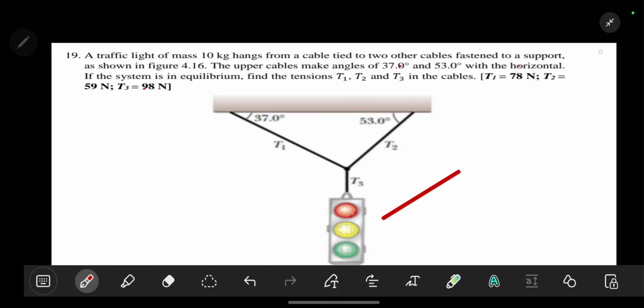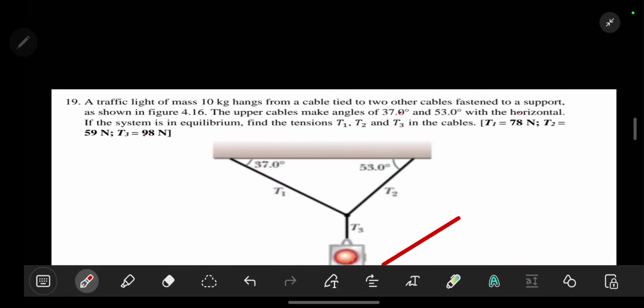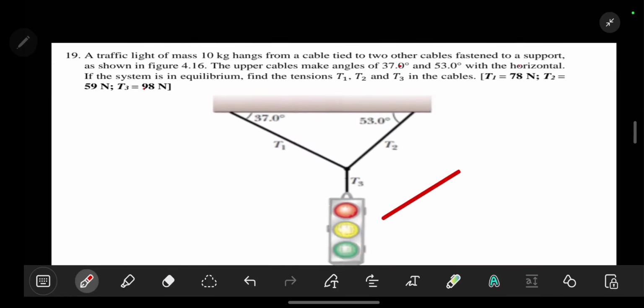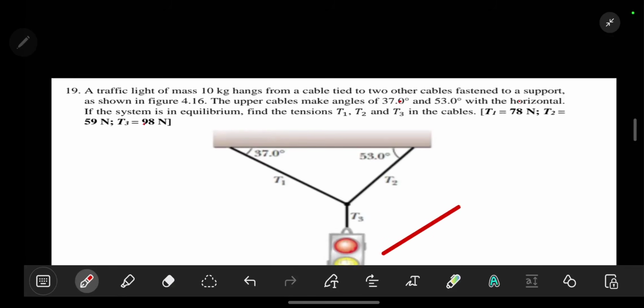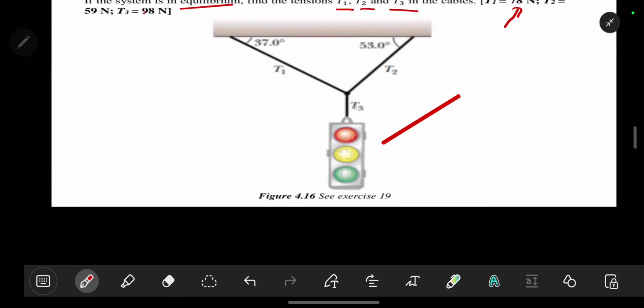So let's begin. We have a traffic light of mass 10 kg hanging from a cable tied to two other cables fastened to a support, as shown in figure 4.16. The upper cables make angles of 37 degrees and 53 degrees with the horizontal. If the system is in equilibrium, meaning it is not moving, find the tensions T1, T2 and T3. For this question, I think there was a misplacement in the values of T1 and T2. They should be interchanged. So now, how do you answer such problems?